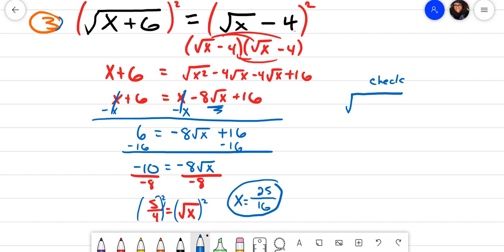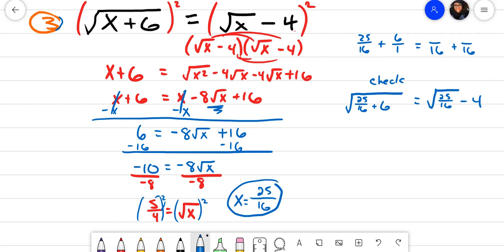On my check here, I have 25 over 16 plus 6. And I have the square root of 25 over 16 minus 4. So I'm just going to up here quickly do what this 25 over 16 is, plus 6 over 1. I need a common denominator there. Common denominator is going to be 16.